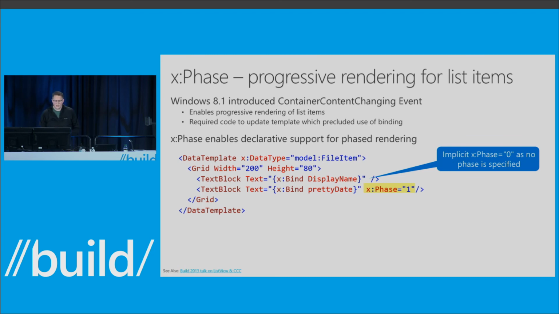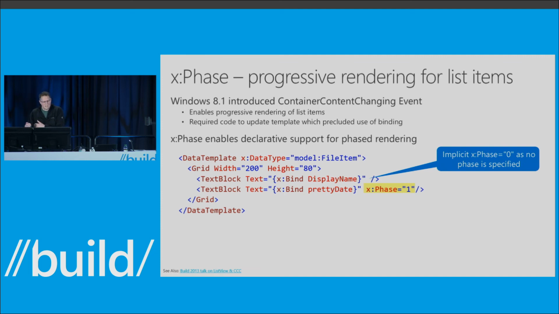So what I've got here is a data template, a couple of text blocks in it. This is a smaller example of a larger demo I'll show in a minute. What I want to do is prioritize what I show, in order. So I want the display name to always show, so I've not given that a phase. I've left that as implicit, which makes it phase 0. Items in phase 0 automatically get bound or automatically shown.